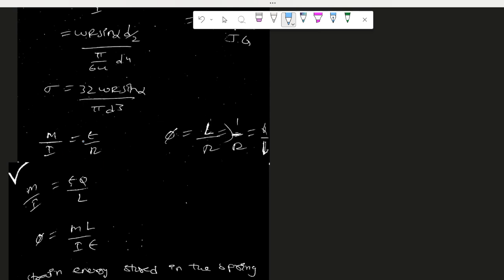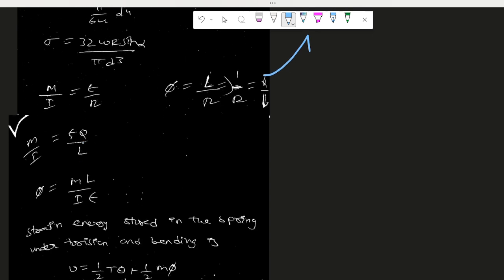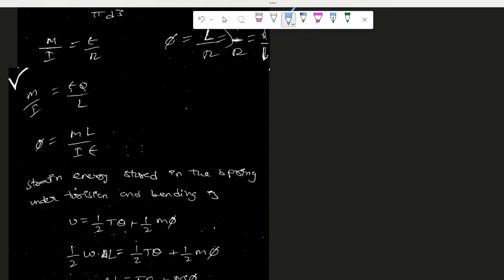Similarly, M by I equals E by R, so 1 by R equals phi by L. Writing here, phi equals M into L by E I.